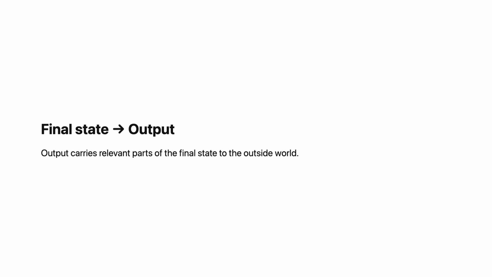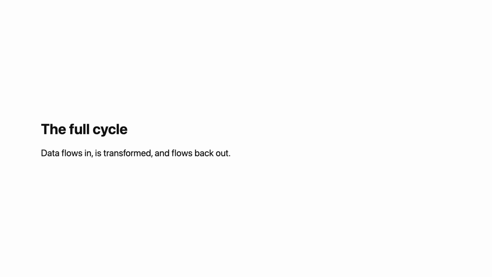Now we have the complete picture. Data flows in from the outside world. This is input. The input becomes part of the initial state. The program executes. Instructions transform the state. State transitions occur. Eventually, we reach the final state. Data flows out to the outside world. This is output. The output is derived from the final state.